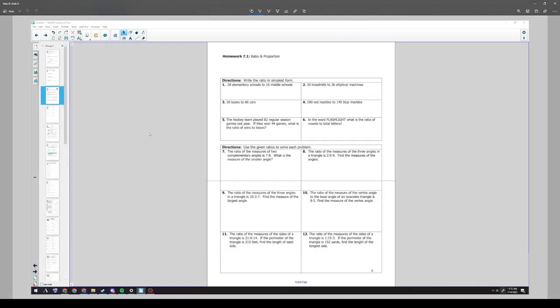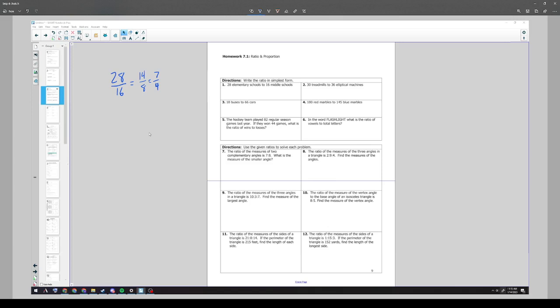So we have 28 elementary schools to 16 middle schools. So 28 to 16, we're just simplifying, so we can divide the top and bottom by 4. If you don't recognize that, you can also just divide by 2 and get 14 over 8, and then say, oh, those are still even, and we can bring it down to 7 over 4. So you don't have to go all the way to simplest in one step. You can take smaller steps to simplify.